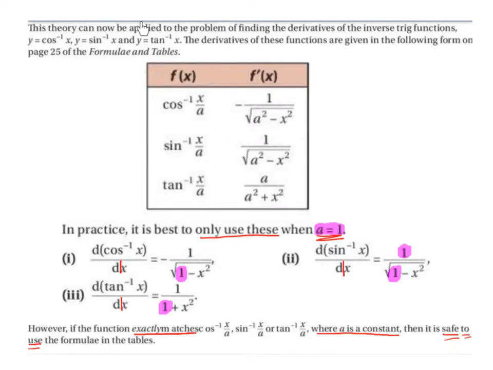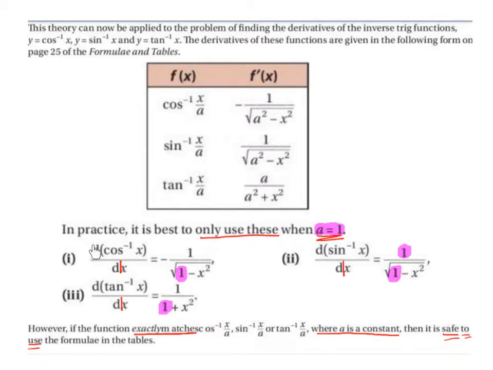This theory can now be applied to the problem of finding the derivatives of the inverse trig functions: y equals the inverse function of cos x, y equals the inverse function of sin x, and y equals the inverse function of tan x. The derivatives of these functions are given in the following form on page 25 of the formulae and tables. So here we have our functions, and here we have our derivatives. In practice, it's best to only use these when a is equal to 1, so x over a, with a being 1, is just x.